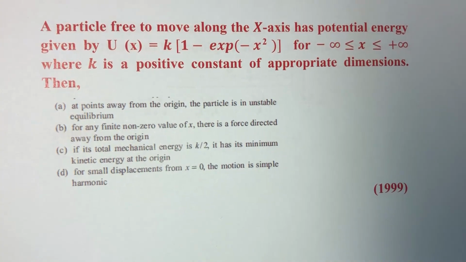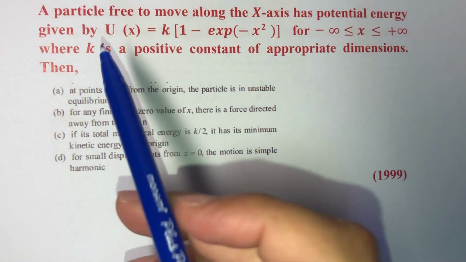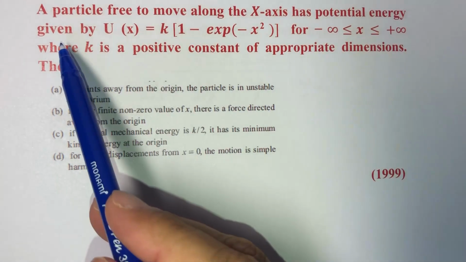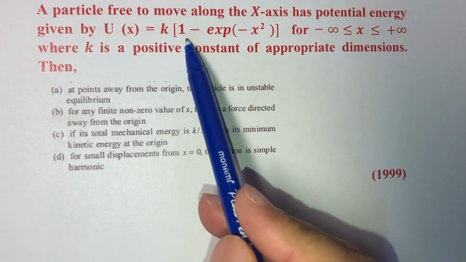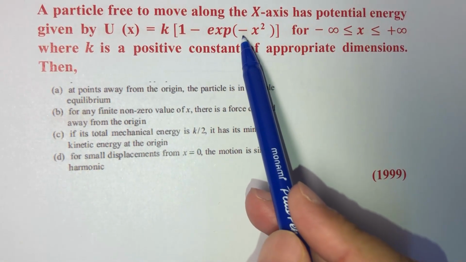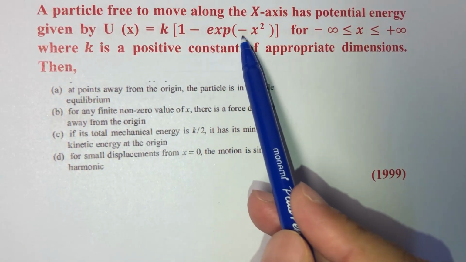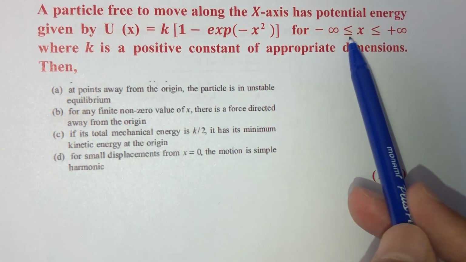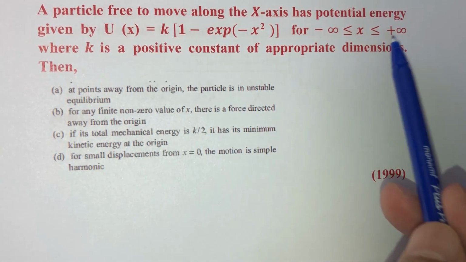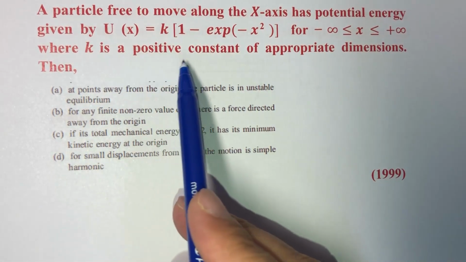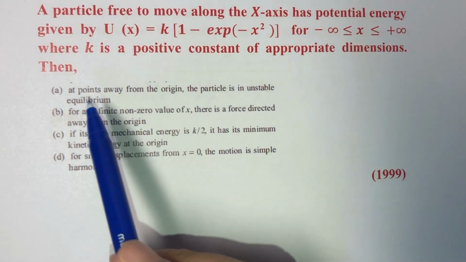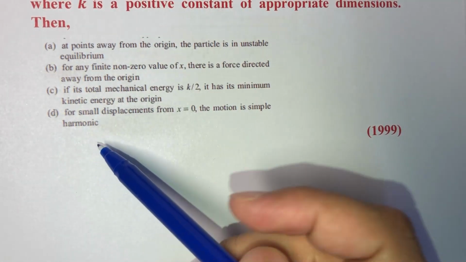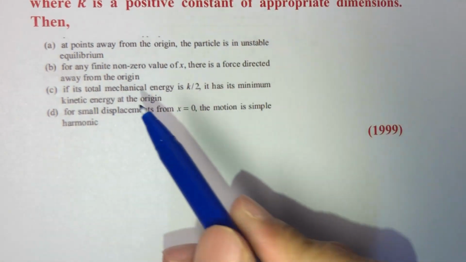Hello friends, today's question. A particle free to move along the x-axis has a potential energy given as U of x is equal to k times (1 minus exponential of minus x squared), for minus infinity < x < plus infinity, where k is a positive constant of appropriate dimension. Then we have to find out which of these four conditions is the correct one.